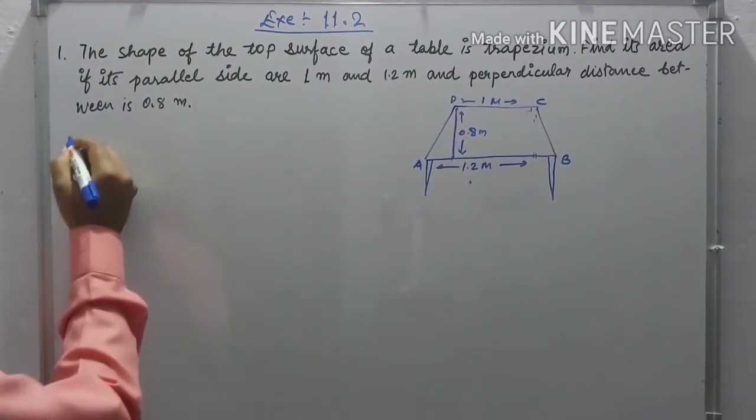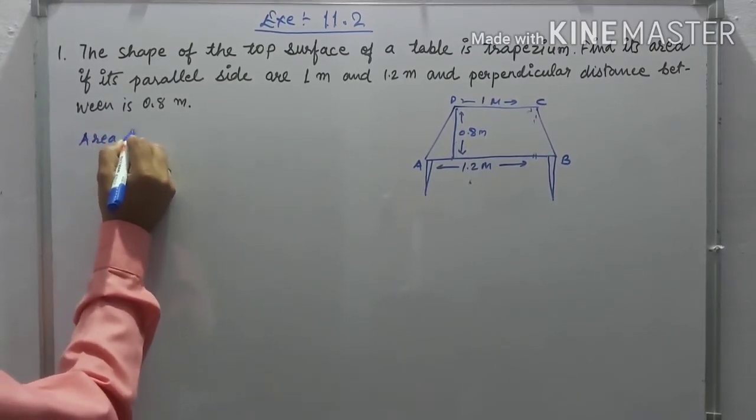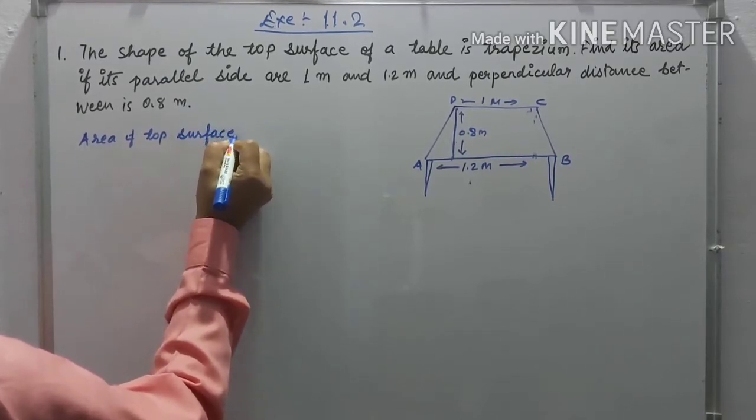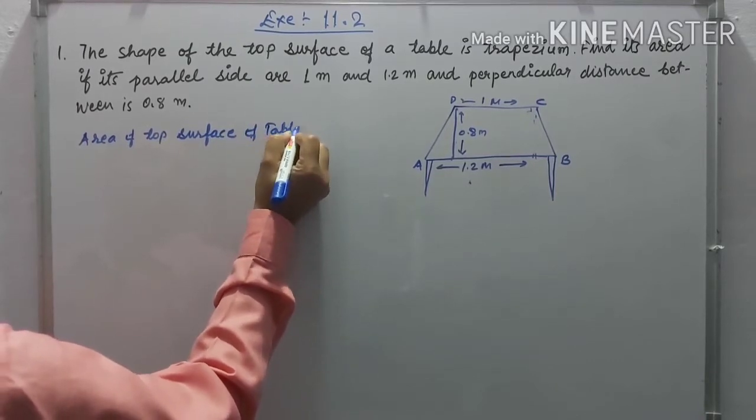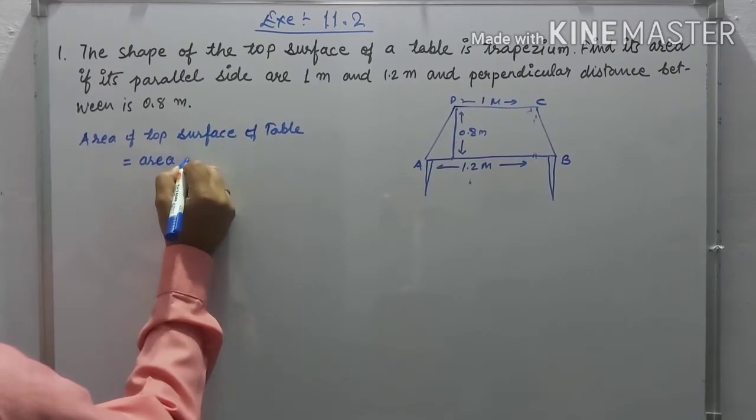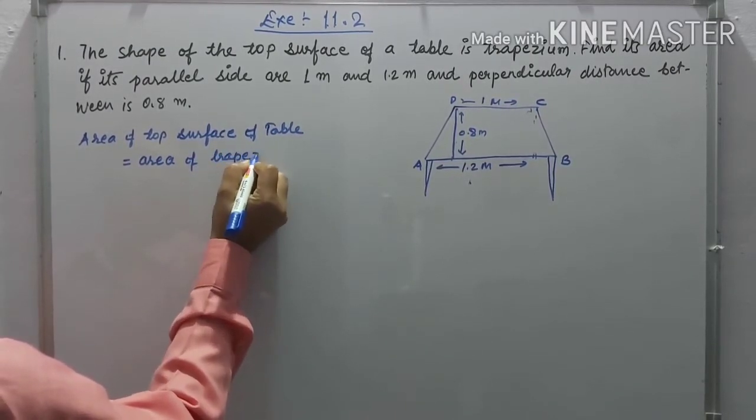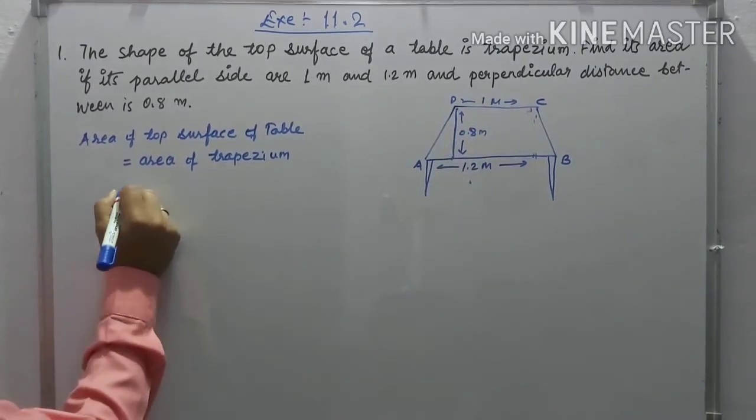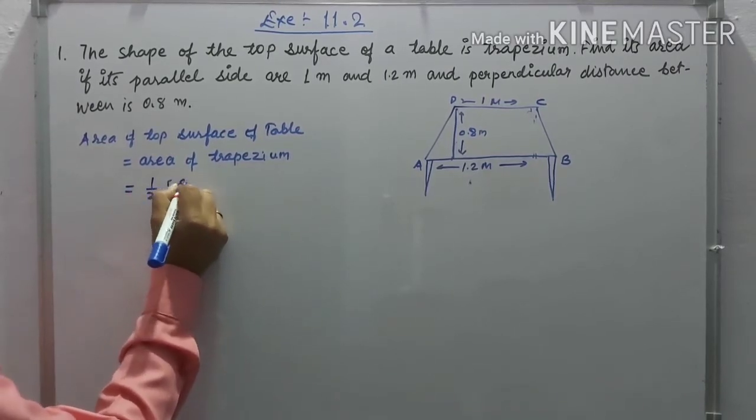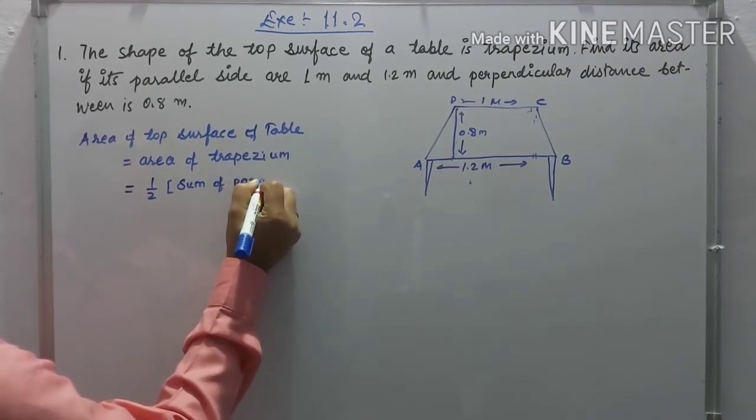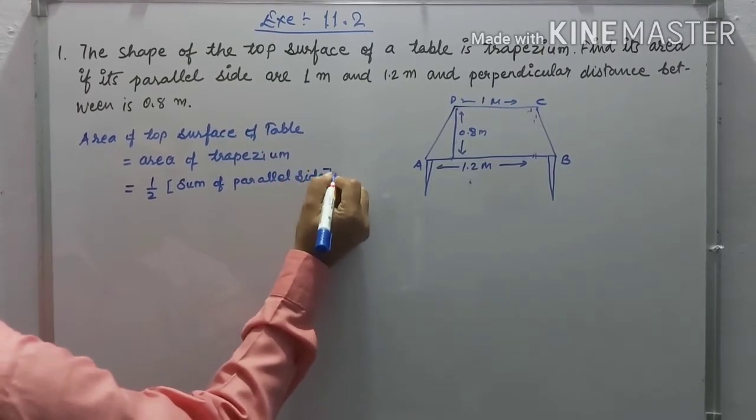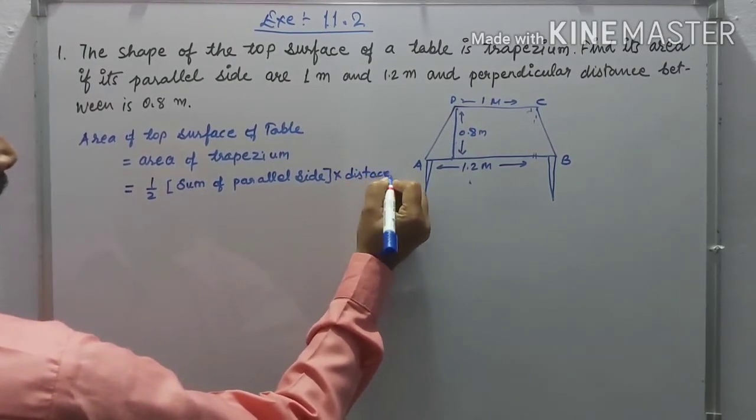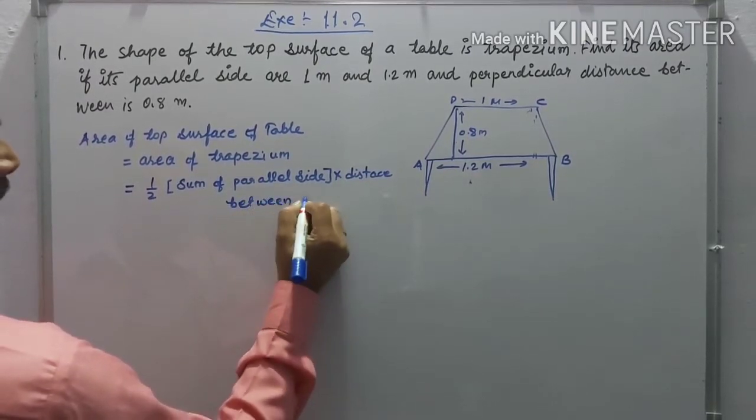Then write: area of top surface of table is equal to area of trapezium, because the top of the table is the shape of a trapezium, and the area of the trapezium is 1/2 into the sum of parallel sides into the distance between two parallel sides.